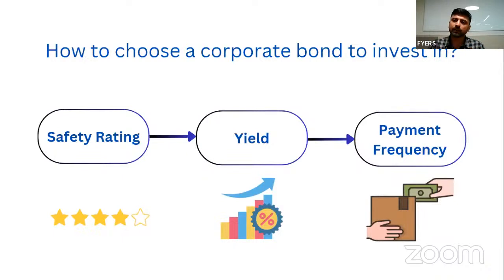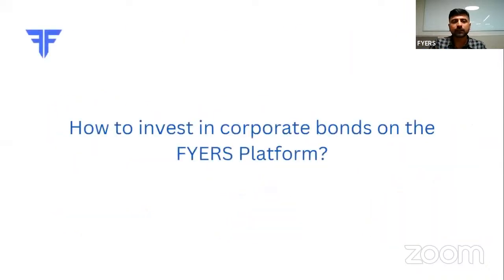So if you're not comfortable, you can wait for the next bond to be issued. So these are the 3 steps, the most important steps to follow when we are researching which corporate bond to invest in. With that said, how do we invest in corporate bonds on the FYERS platform?